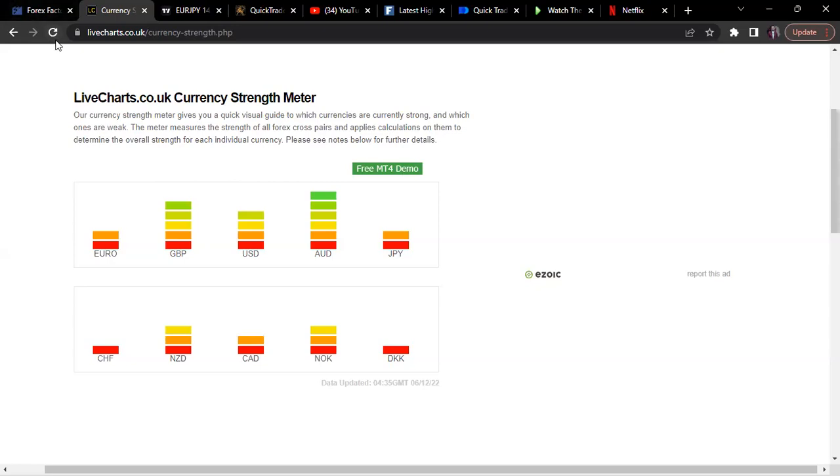So now, how do we spot uptrends? How do we spot downtrends, all right? Now, this is the cheat code, right? Now, this is livecharts.co.uk, currency strength meter, sorry. So now, these currencies, they have strengths, right? So me personally, what I like doing is I like comparing the strengths against each other to determine what the market is doing, right?